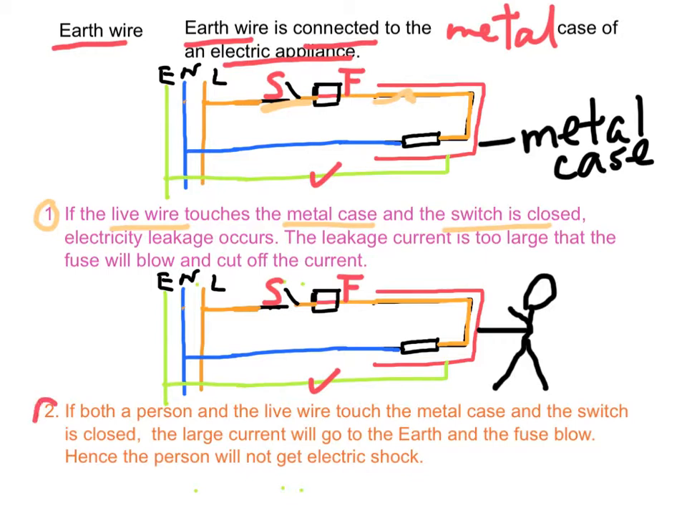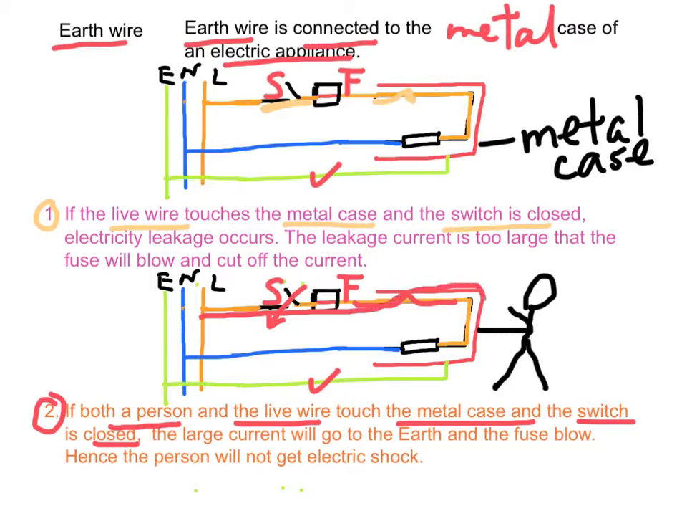The second reason for connecting the metal case to the earth wire is that if a person and the live wire touch the metal case together, and the switch is closed, the large current will flow to the earth through the earth wire instead of flowing to the person. Hence, the person will not get electric shock.